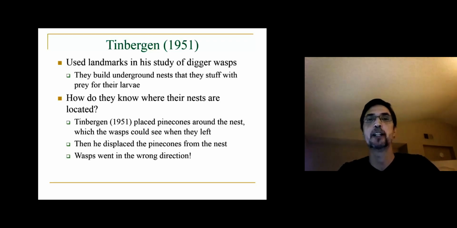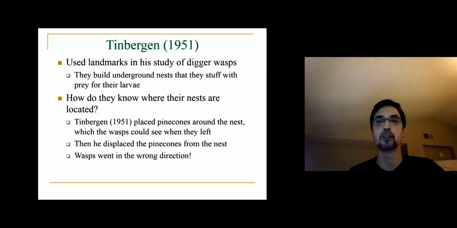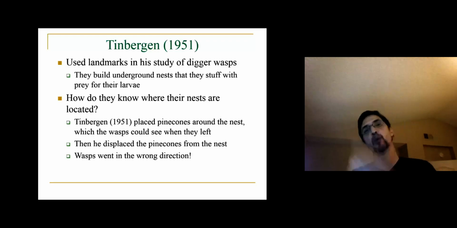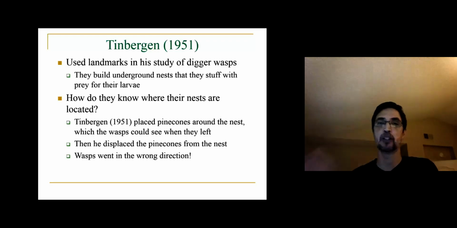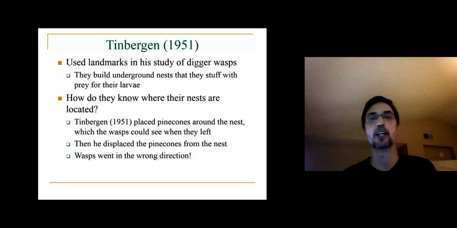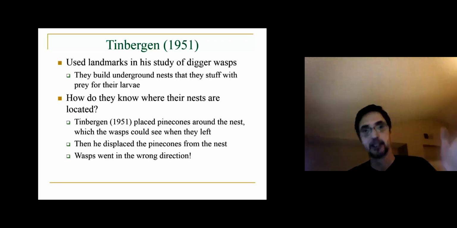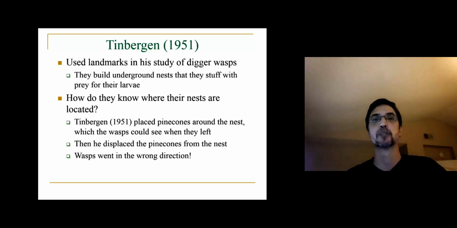And what Tinbergen did was he placed a ring of pine cones around the nests, which the wasps could see when they left the nest. Right? And when the wasps left the nest, he would move this ring of pine cones to a different position, and then he would see that when the wasp comes back, it goes in the wrong direction. Right? It flies in a direction different from its nest. And what this suggests is that they're using the ring of pine cones as a landmark for identifying their nest.